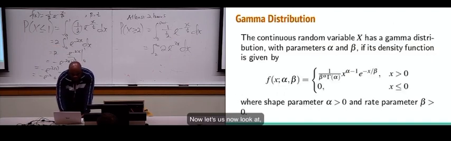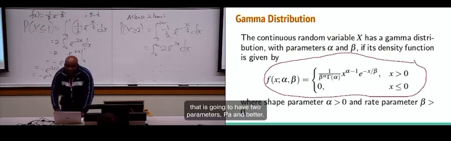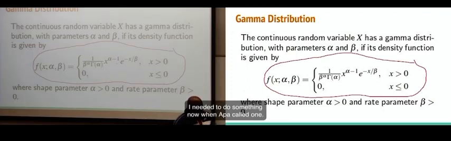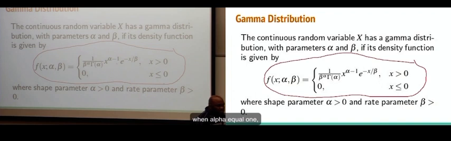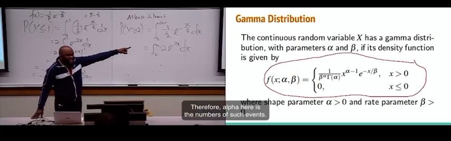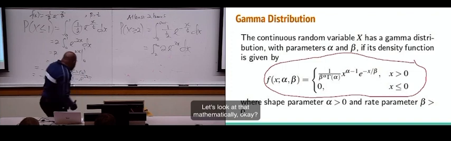Now let us look at the parameters. That is going to have two parameters, alpha and beta. I need you to do something now. When alpha equals 1, if you take a look at that distribution, it will automatically become exponential. Therefore, alpha here is the number of such events. Let's look at that mathematically.